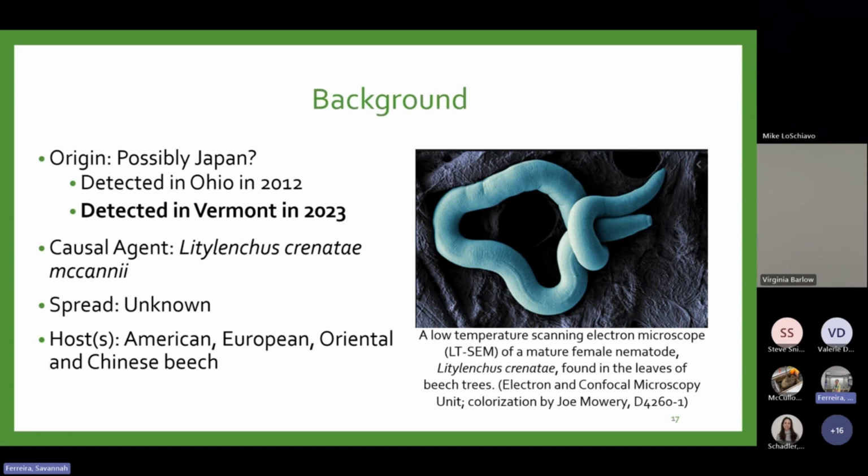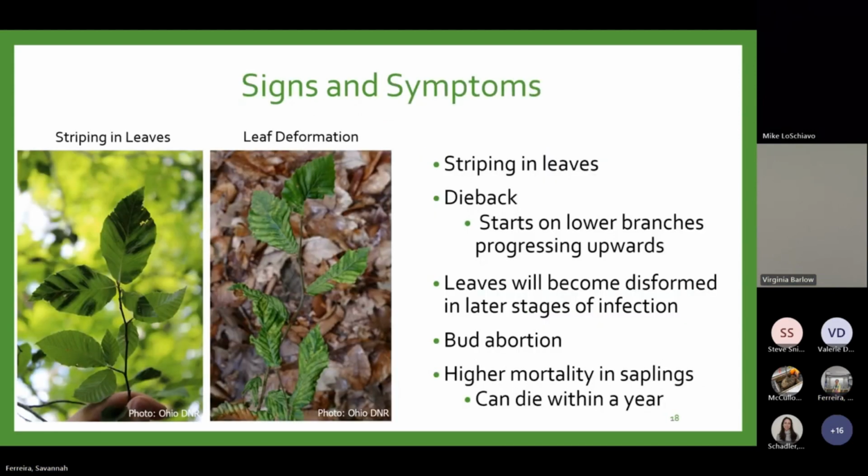Since this is a new pest, the spread of it is not yet known. It's possible that it can be spread by birds feeding on infested beech buds, by humans transporting infected plant material, through beech clone clusters along an interlocking root graft, or even by wind and rain splash.